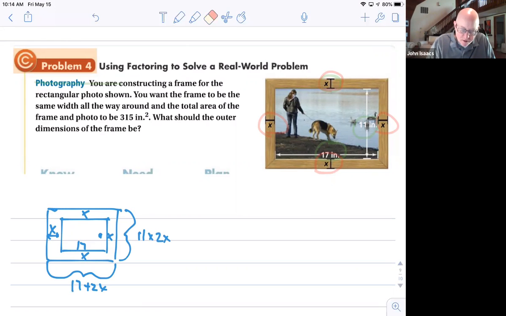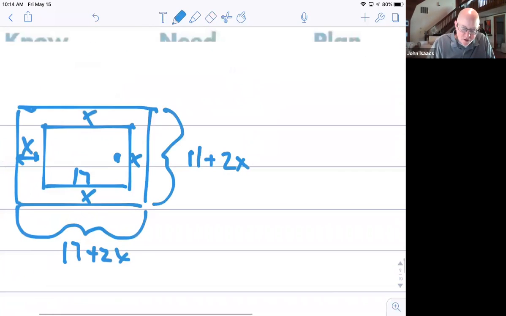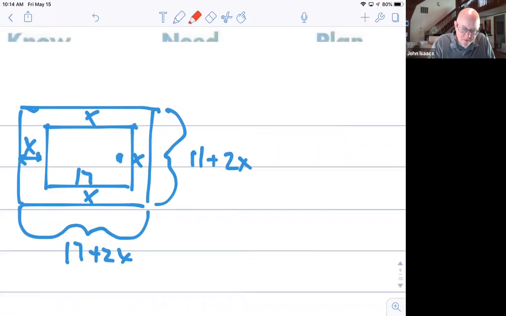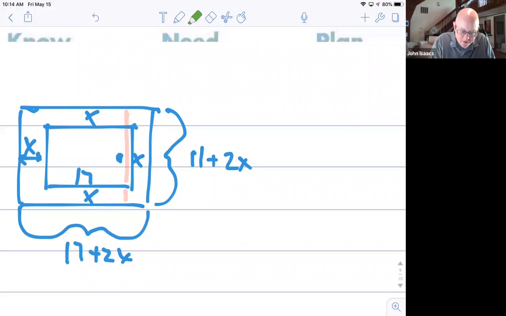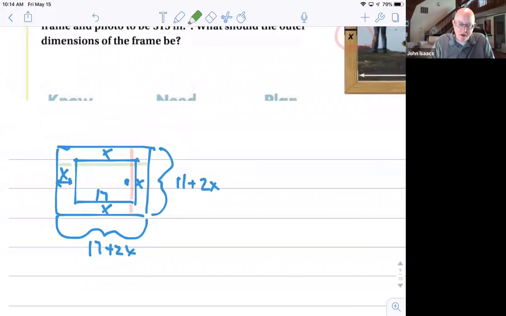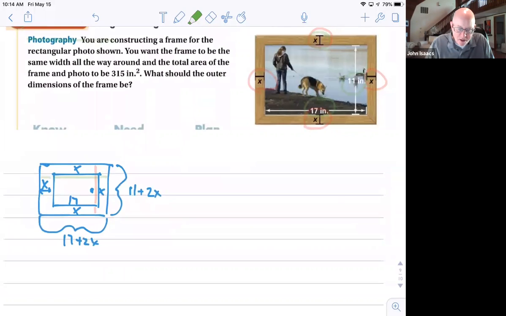That should be a plus sign, by the way. 11 plus 2x. So we have this distance of 11 here, and then here's x, and here's x. Therefore, that's 11 plus 2x. And we have this dimension of 17 here, and then there's an x here and an x here. So there's your 17 plus 2x. And we want the area of the entire thing to be 315. All right, so this is where we can get to writing an equation.